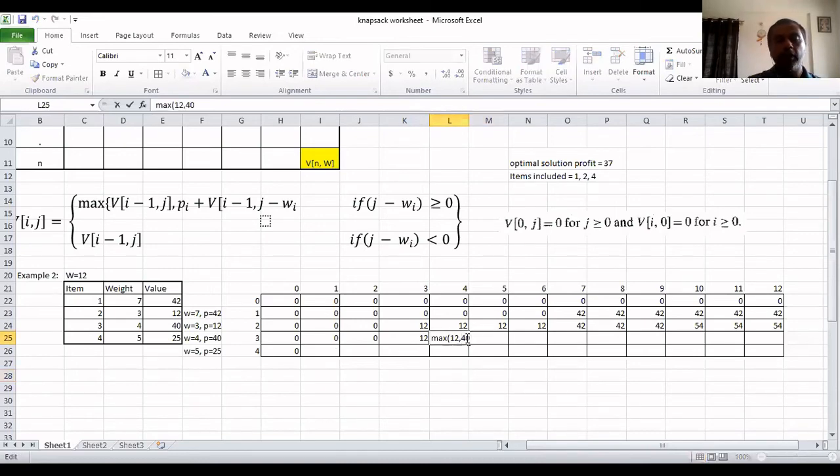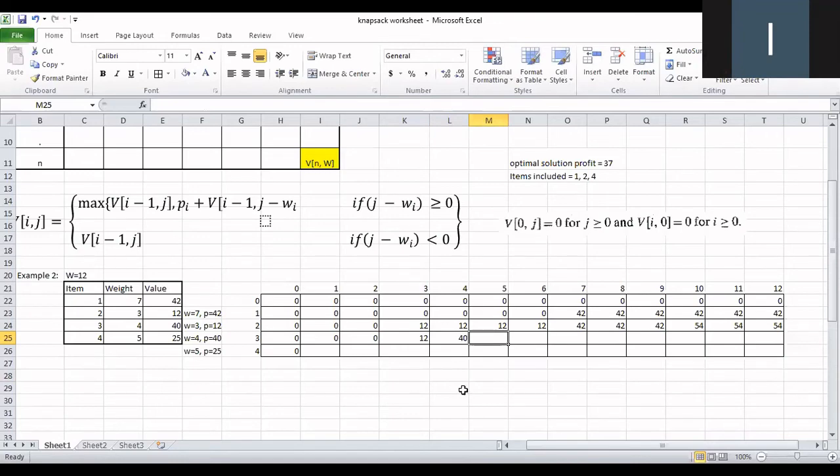So therefore it is 40 plus V of I minus 1, J minus WI. So 4 minus 4, that is 0. So we take the 0th column, which is nothing but profit of 0. Fine. So what is the maximum value in this? 40.